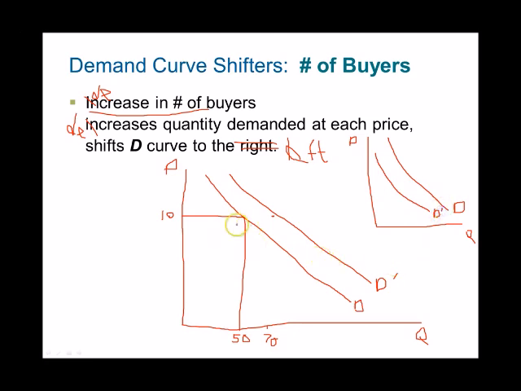So an increase in the number of buyers shifts the demand curve to the right. A decrease in the number of buyers shifts the demand curve to the left. So this is one of the factors that can shift demand, the number of buyers in the market. If a city sees its population grow, there's going to be more people wanting to buy any product. So that's going to cause demand to shift to the right. If a city sees the population decline, then it's going to cause the demand curve to shift to the left.